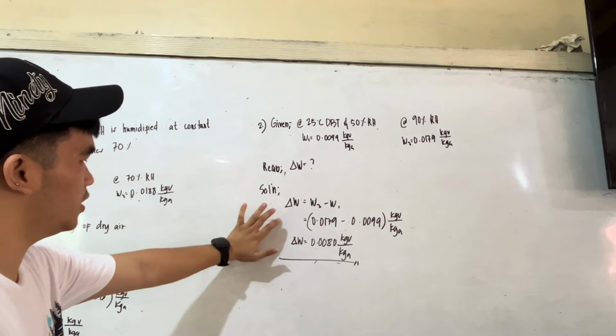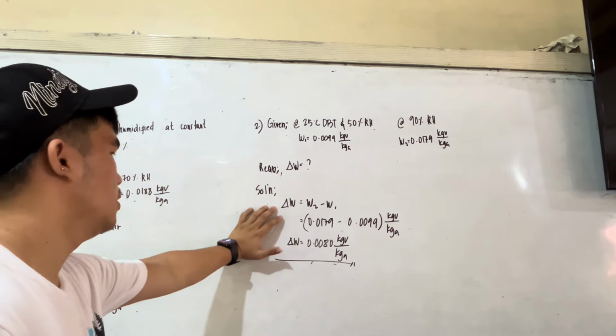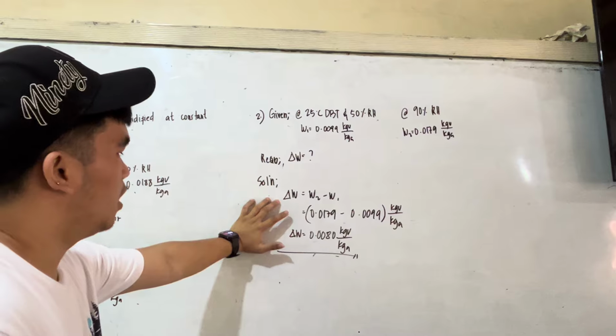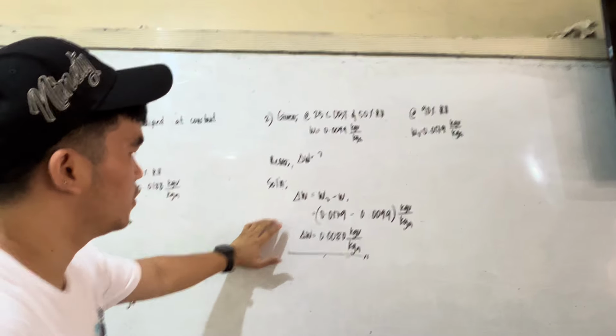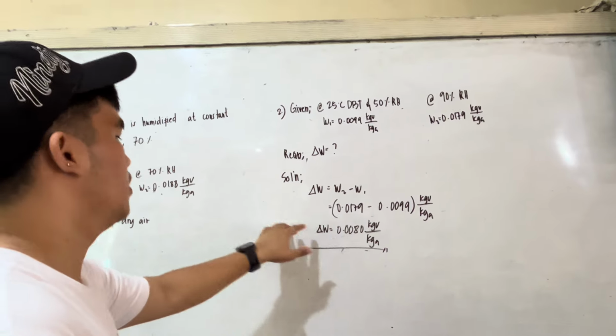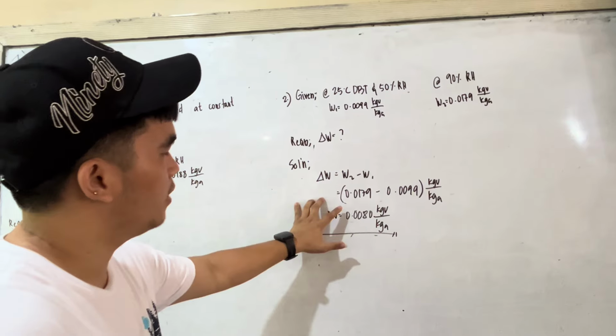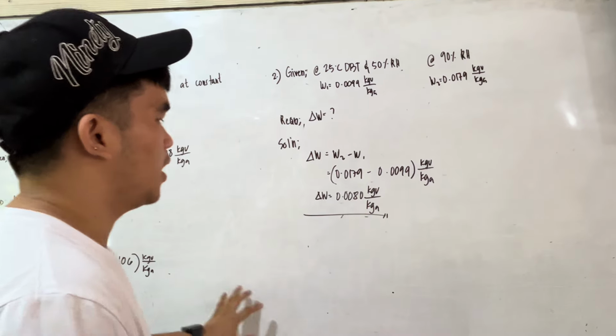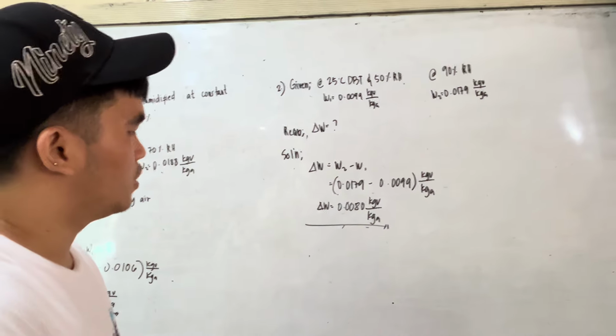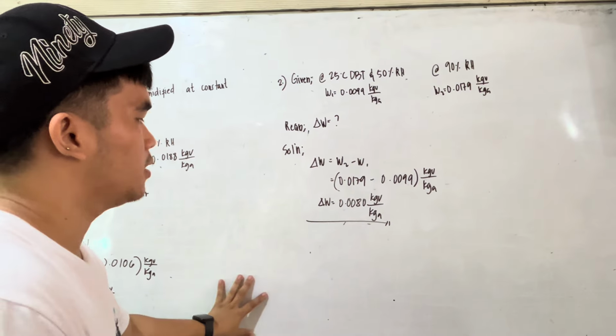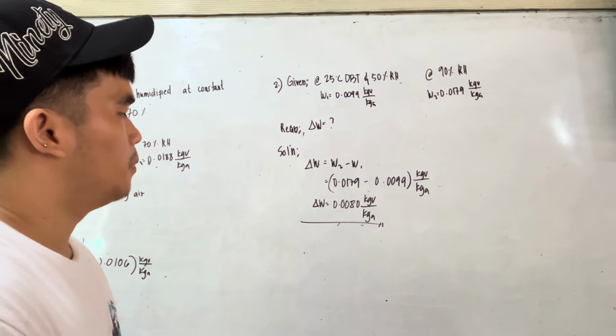So the solution is, when we have the formula, delta humidity ratio equals W2 minus W1, then input the formula, we have 0.0179 minus 0.0099 to get the answer of 0.00888 kilogram per kilogram.